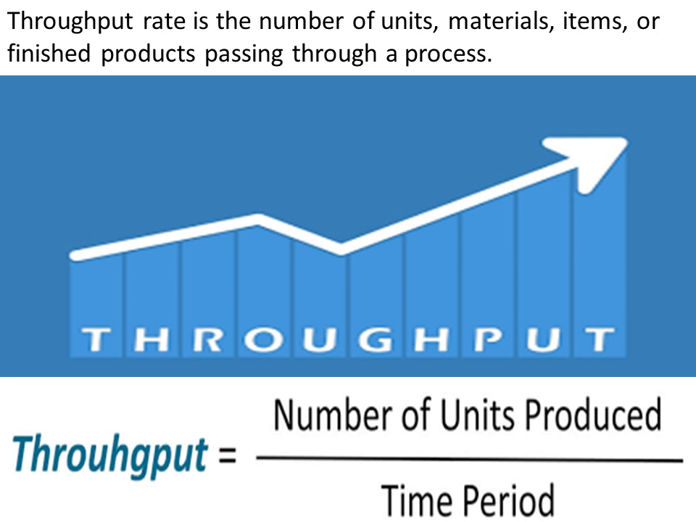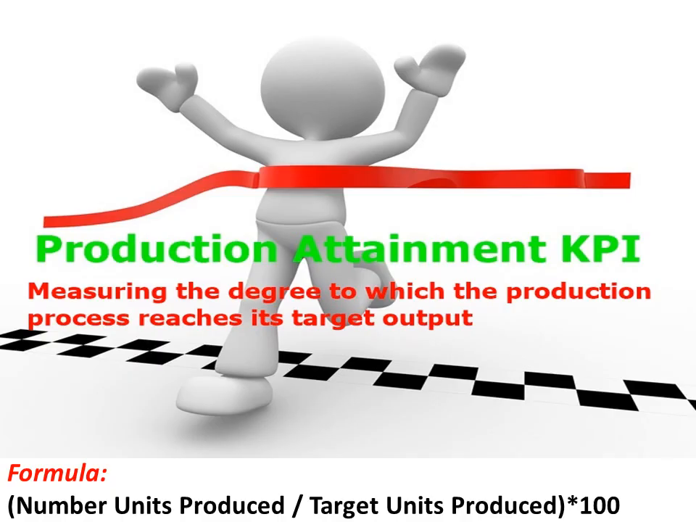So how do we measure it? The formula is: throughput rate is equal to the number of units produced divided by the time it has consumed.